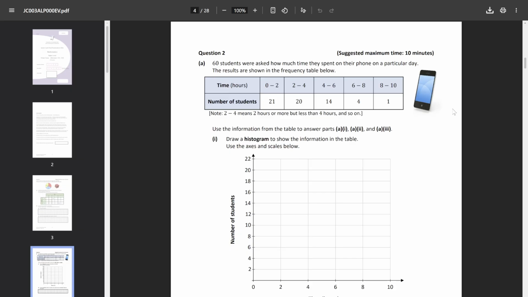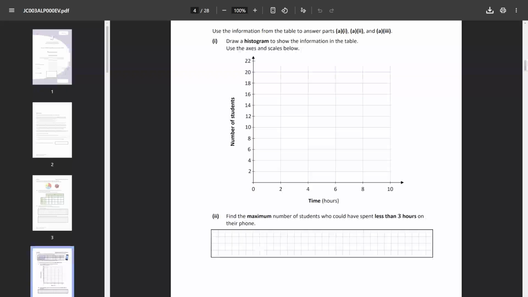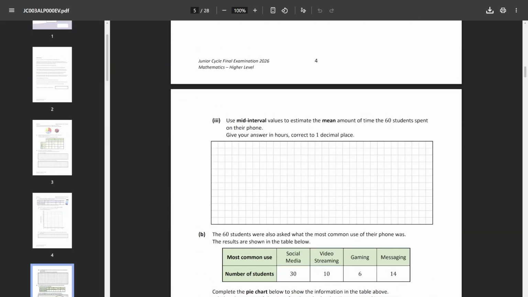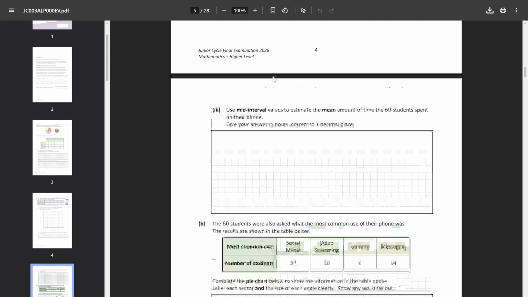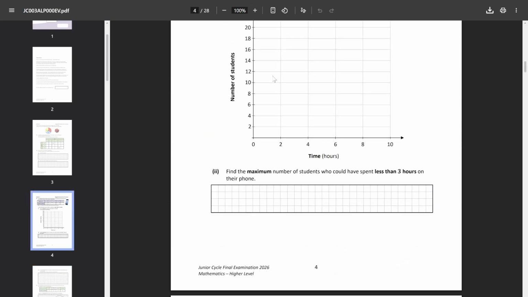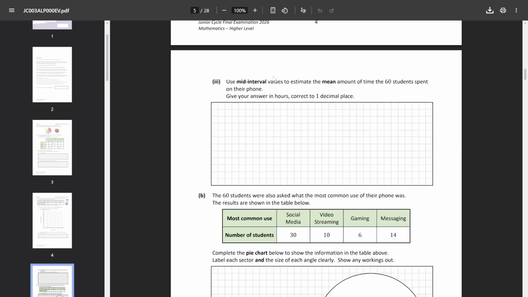Part two. Again, they're trying to get pretty topical with the questions here, which I think is fair enough. Just drawing a histogram and then interpreting stuff. Using the histogram mid-interval rule, like we were expecting that to come up with histograms, because the two go hand in hand. If you see a histogram, mid-interval rule or even a bar chart is probably your best bet to bank on.